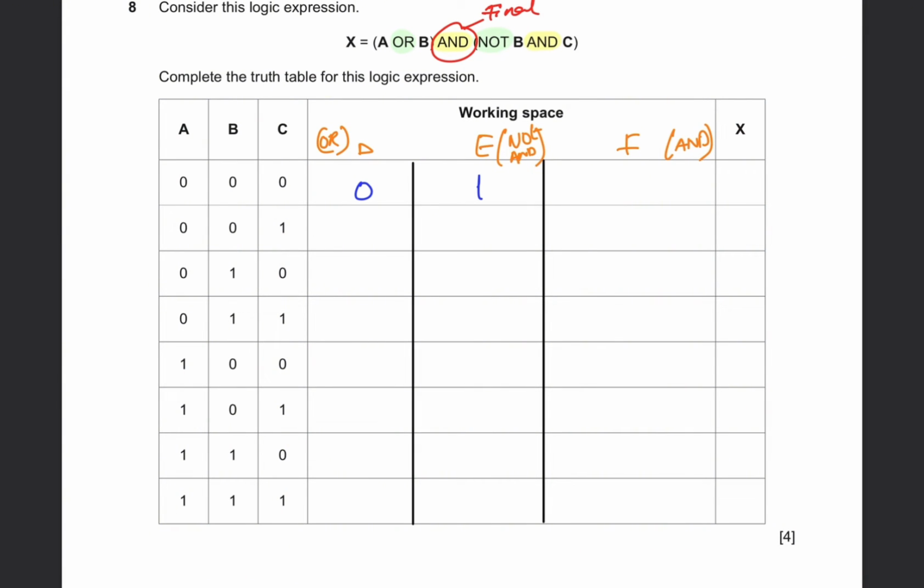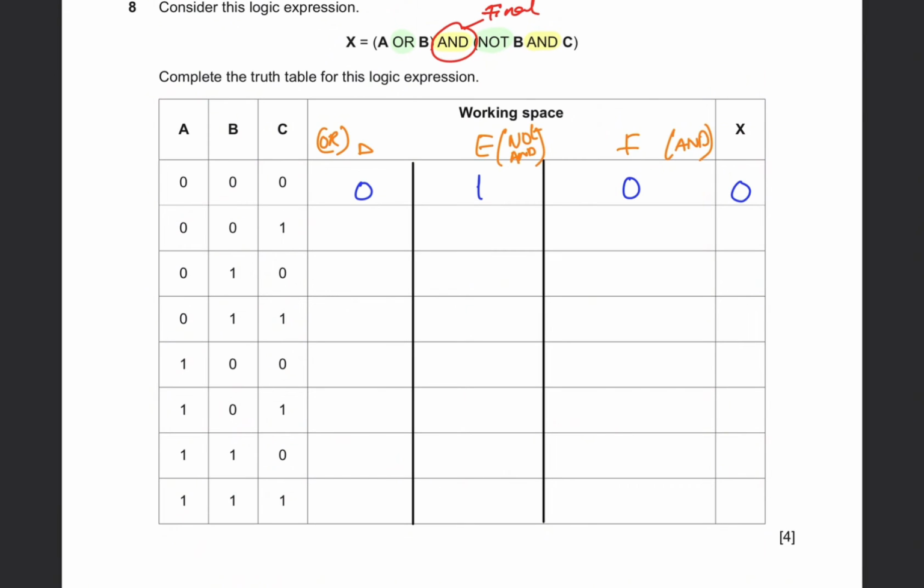Now, both these values are being entered in an AND gate. So 0, 1 in an AND gate will give you what? It will give you 0. So your final answer should be 0. 0, 1 in an AND gate will give you 0. Okay, let's try doing it for the second one.